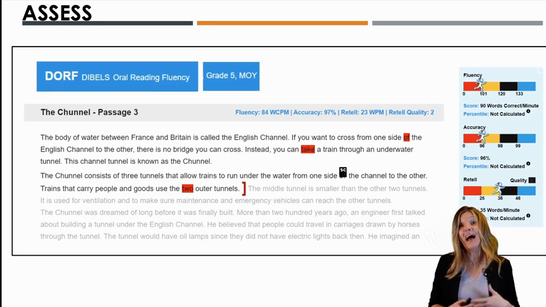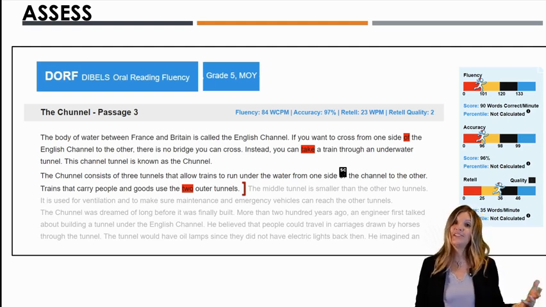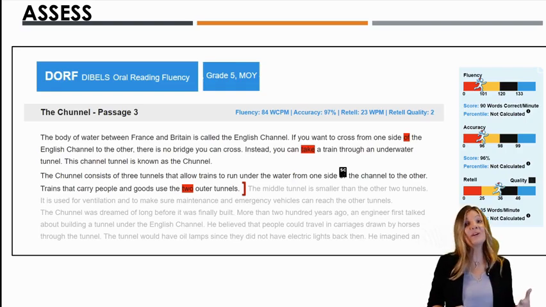So for this student, I might do some interventions with fluency, like choral reading or teaching them how to scoop, or especially repeated reading.